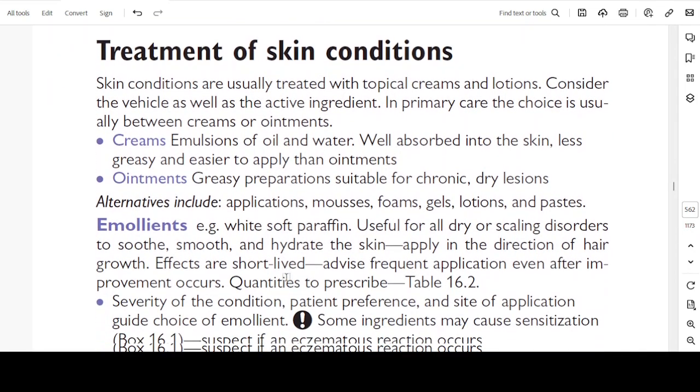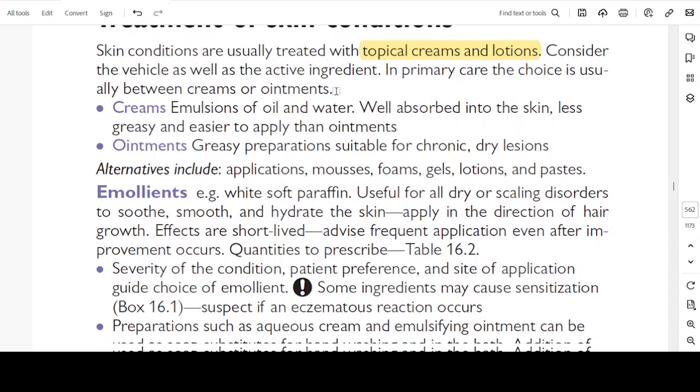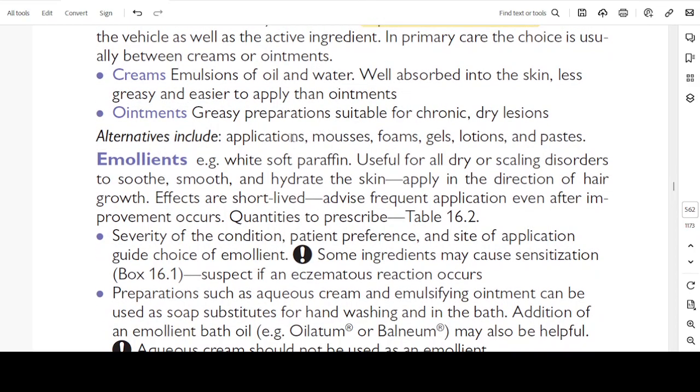Treatment of skin lesions. Skin conditions are usually treated with topical creams and lotions. Consider the vehicle as well as the active ingredient. In primary care, the choice is usually between creams and ointments. Creams are emulsions of oil and water, well absorbed into the skin, less greasy and easier to apply than ointments. Ointments are greasy preparations suitable for chronic and dry lesions. Alternatives include applications, mousses, foams, gels, lotions, and pastes.